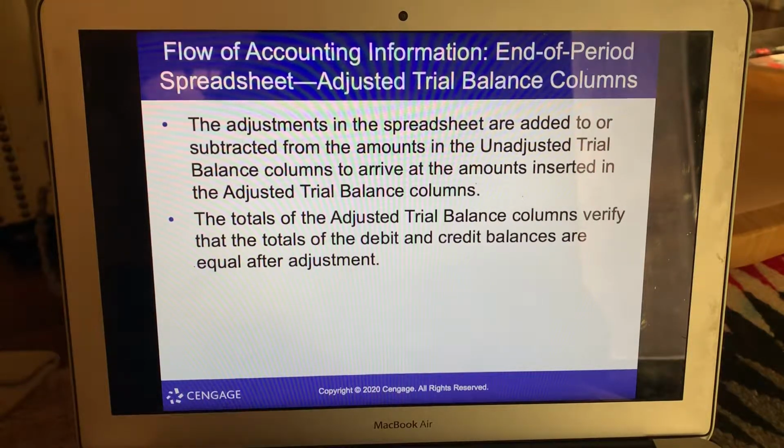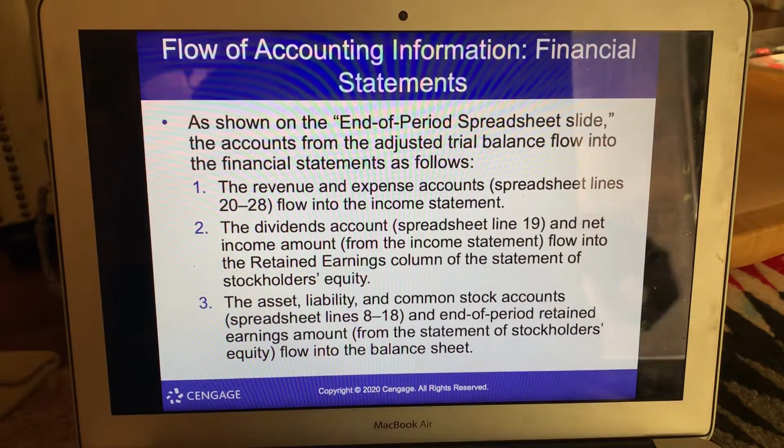So the adjustments in the spreadsheet are added and subtracted in the unadjusted trial balance columns to arrive at the amounts inserted in the adjusted trial balance column. The totals of the adjusted trial balance columns verify that the totals of the debit and credit balances are equal after adjustments. So as the end of period spreadsheet slide shows, the accounts from the adjusted trial balance flow into the financial statements. I already went through that on that particular page, so I'll just go ahead and skip those.